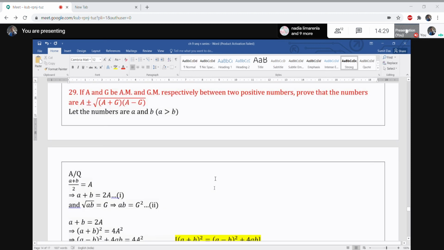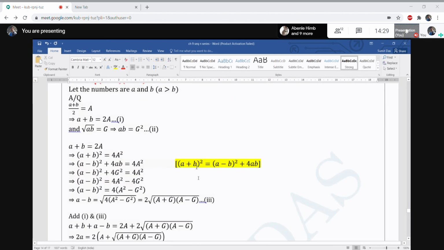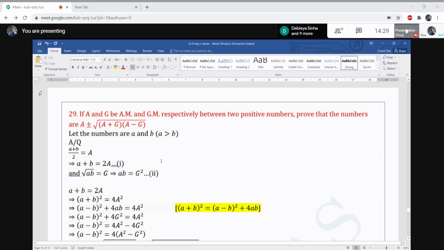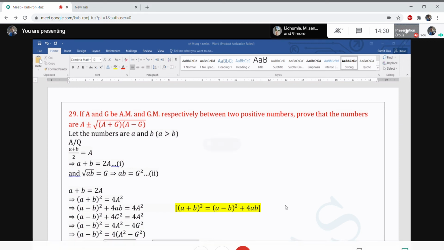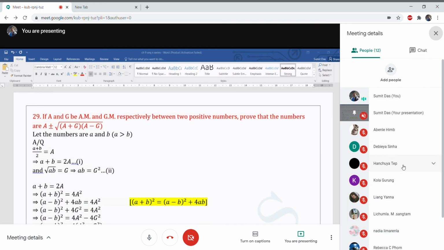The next question is question number 29. Question number 29 is saying: if A and G be the AM and GM respectively between two positive numbers, prove that the numbers are A plus or minus square root of (A plus G) into (A minus G). So basically, we know that the arithmetic mean between two numbers a and b is (a plus b) by 2. If a and b are two numbers, then the arithmetic mean of the two numbers will be (a plus b) by 2.